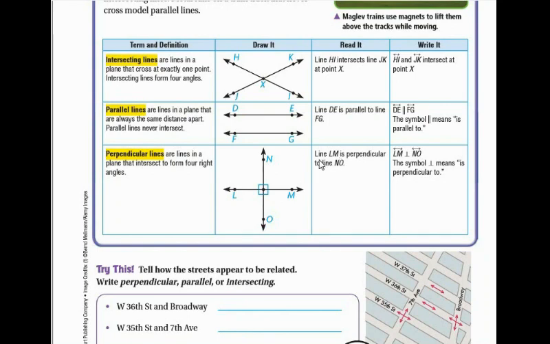So how can you read it? You read line LM is perpendicular to line NO. They are perpendicular to each other. So how can we write it? Okay, this is the sign of perpendicular line.